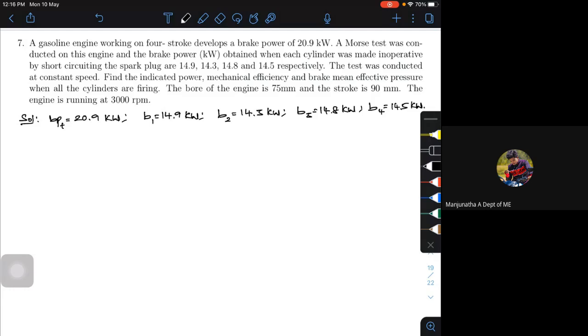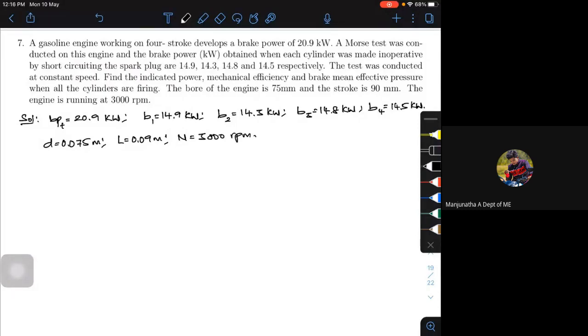And they have given the other data: the diameter of the bore of the engine is 75 mm, so it is 0.075 meters, the stroke length is 90 mm or 0.09 meters, and the speed is 3000 rpm. So this is the data they have given.